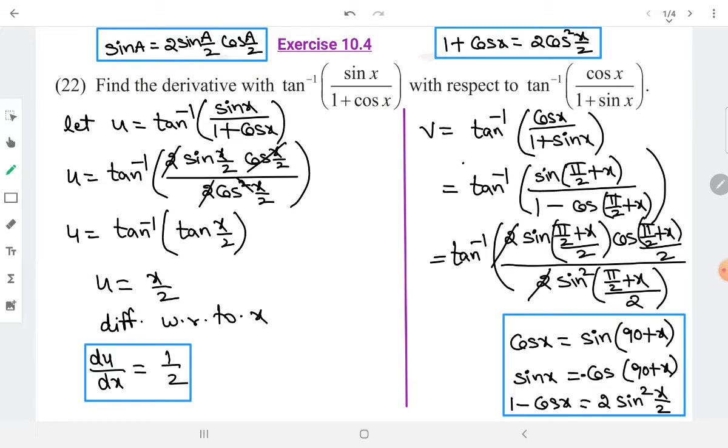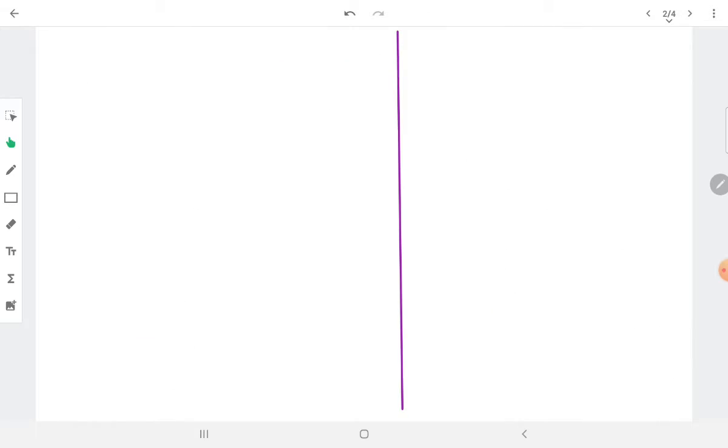See, sine term, sine square of pi by 2 plus x whole divided by 2. Clearly, one sine term we can cancel. So, cancel one sine term. And now, what do we have here? Cos of pi by 2 plus x whole by 2, sine of pi by 2 plus x whole by 2. So, same angle. Since it is like cos by sine, I can write it as cot.